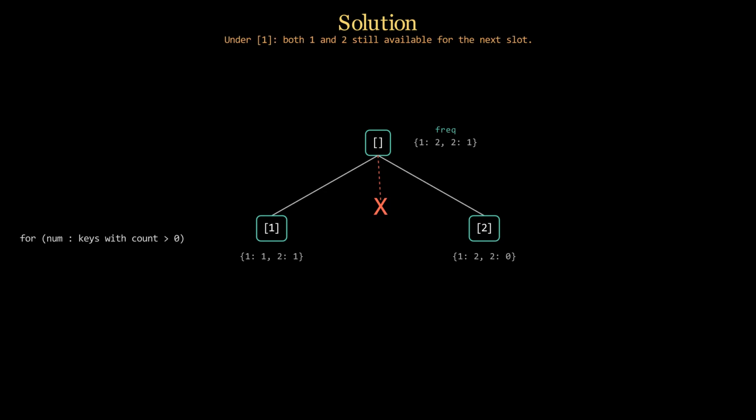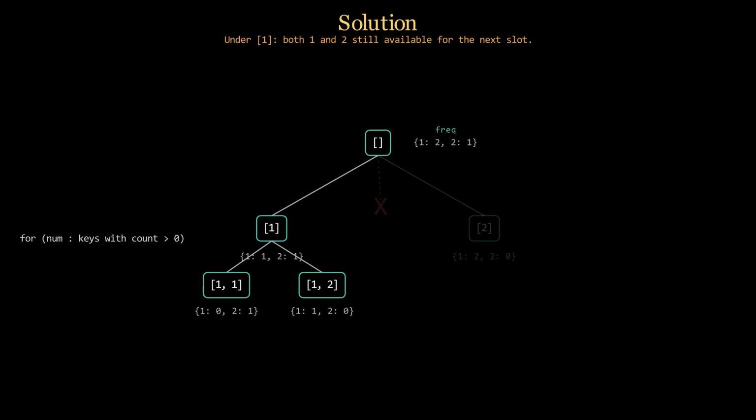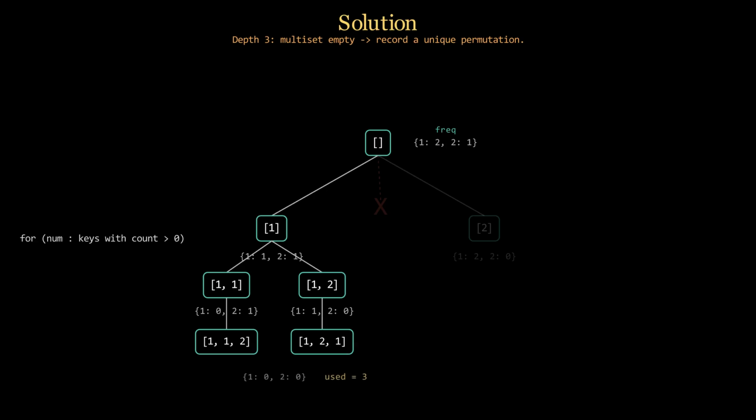Zoom into the branch that started with 1. After decrementing, the map still has 1 1 and 1 2 left, so we legitimately extend with another 1 or with 2. Each choice updates counts again. One more placement each, only a 2 remains under 1 1, only a 1 remains under 1 2. When all counts hit 0 we have a full permutation. These 2 leaves are distinct results, we would append them to the answer list.